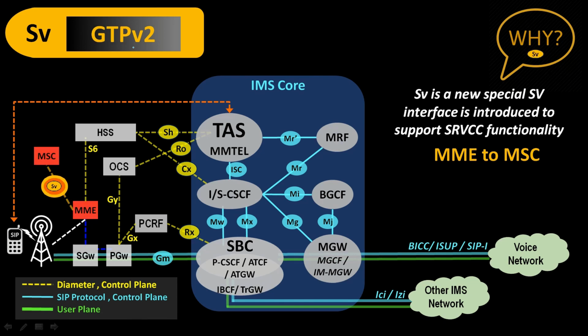The next critical link is the SV, which completes our journey of all the links for VoLTE. SV is a new special link which is introduced between MME and MSC for supporting the SRVCC functionality. Just like the 4G interfaces, this particular link also runs on the GTPv2 protocol.